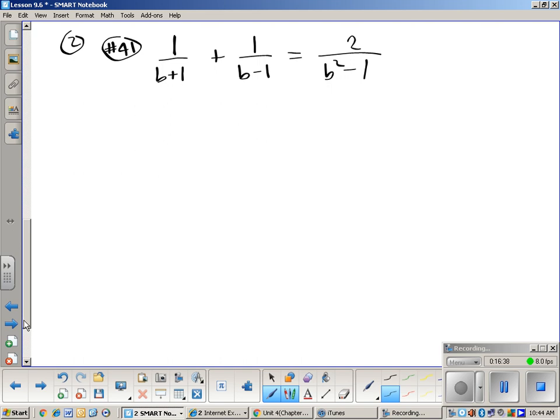In this case, it's not just a proportion, is it? So I can't just do cross products. Okay? They're b's. 1 over b plus 1 plus 1 over b minus 1 equals 2 over b squared minus 1.